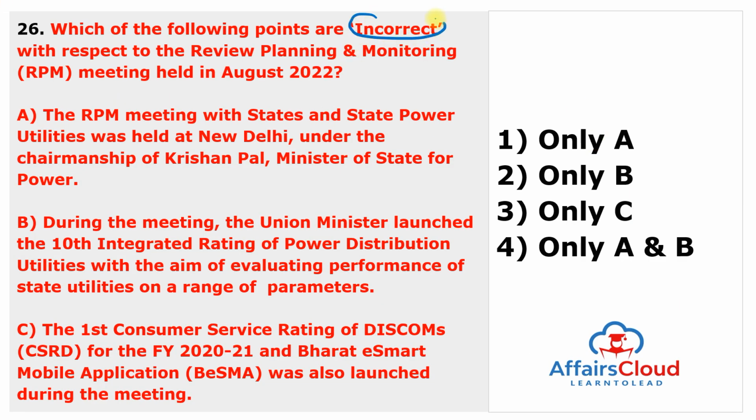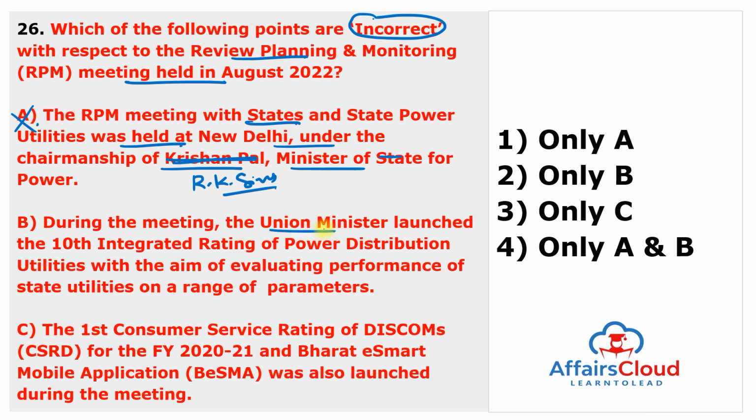Which of the following points are incorrect with respect to the review, planning and monitoring meeting held in August 2022? So we have to find out the incorrect statement. The first point is the RPM, or the review, planning and monitoring meeting with states and the state power utilities, was held in New Delhi under the chairmanship of Krishan Pal, Minister of State of Power. So just remember, this statement is wrong because the meeting was held in New Delhi under the chairmanship of R.K. Singh, who is the Union Minister of Power and Renewable Energy. So the first statement is wrong.